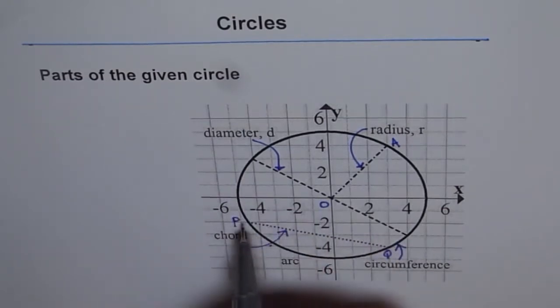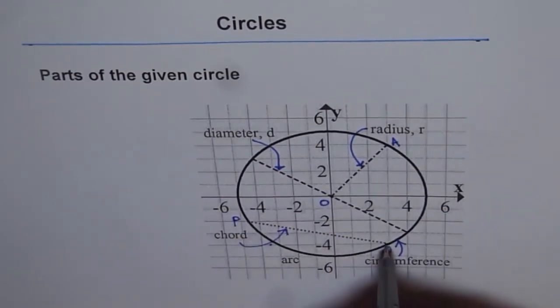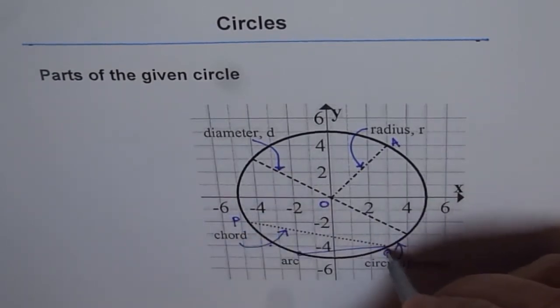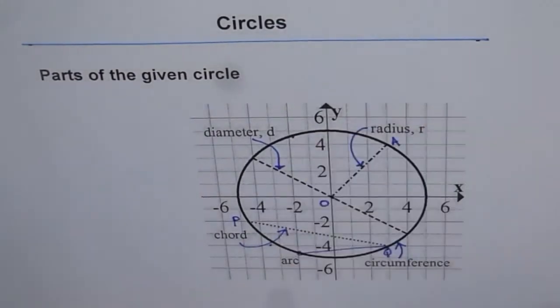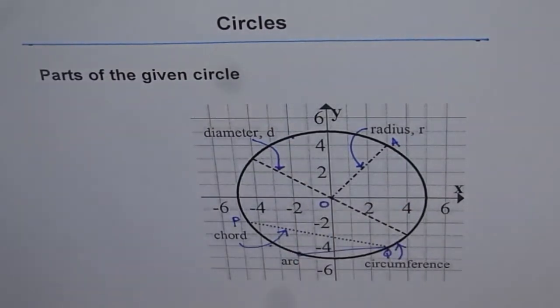If I move this point P to different places, all will be different chords. I can bring P closer to Q, so that will also be a chord from here to here. I can take P from here to the other side. I can also join a line from Q to O and extend it to meet on the other side. That will be a diameter and also a chord.